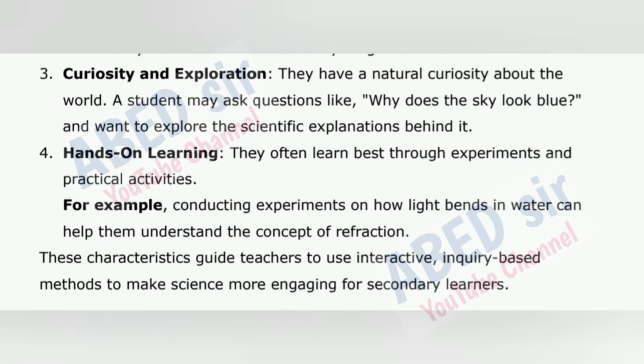3. Curiosity and exploration. They have a natural curiosity about the world. A student may ask questions like, "Why does the sky look blue?" and want to explore the scientific explanations behind it. 4. Hands-on learning. They often learn best through experiments and practical activities. For example, conducting experiments on how light bends in water can help them understand the concept of refraction. These characteristics guide teachers to use interactive, inquiry-based methods to make science more engaging for secondary learners.